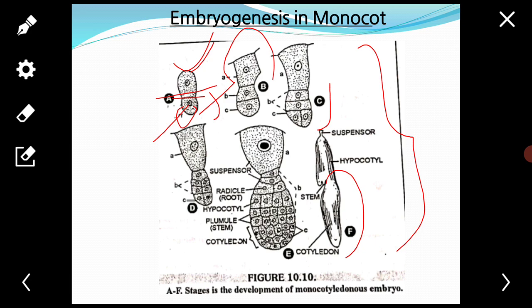These cells form the plumule, that is this. These cells form the plumule, that is the stem apex or shoot apex, hypocotyl, radicle means root apex, and rest of the suspensor.